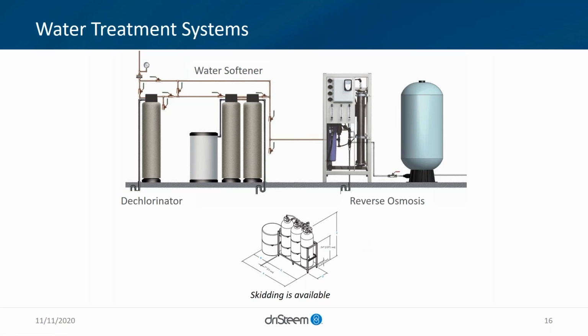So the dechlorinator is going to be talked about in our second series, but right in the middle of the screen is our water softener system. That's very typical from an isolation valve and plumbing perspective.